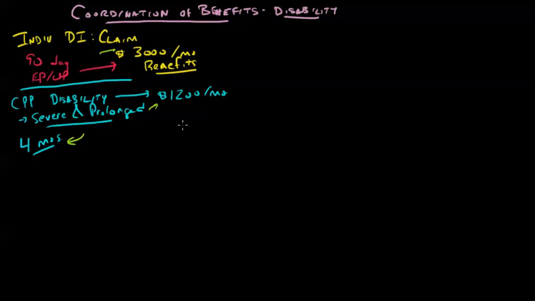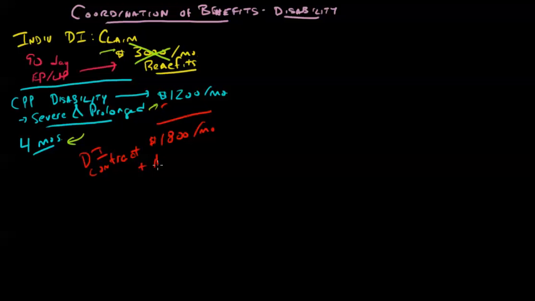So most, but not all, disability contracts are going to provide something like this, where you were getting $3,000 a month and now you qualify for CPP disability. So what's going to happen is the disability insurer says, no, we're done with that. We're going to pay you now $3,000 less this $1,200. So we're going to pay you $1,800 a month from your DI contract.